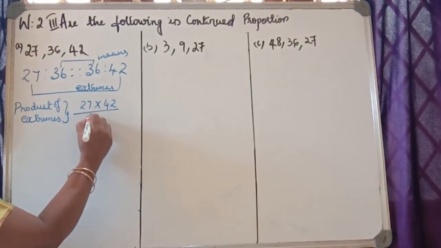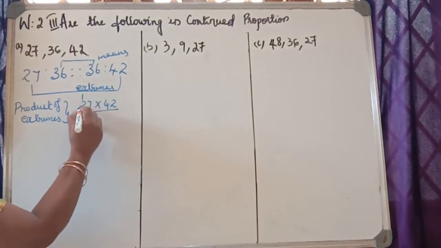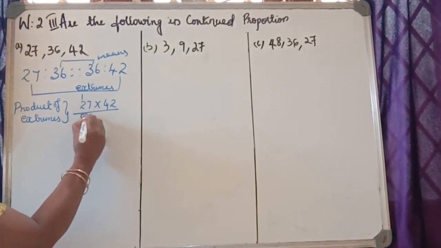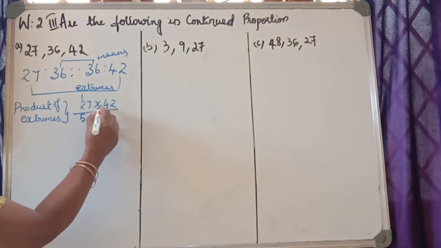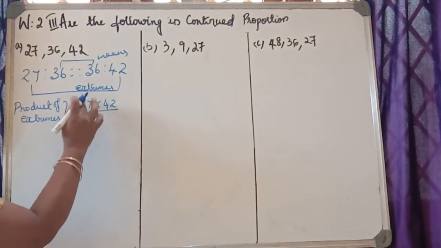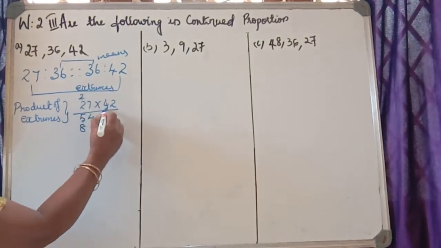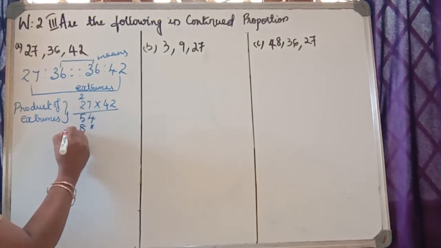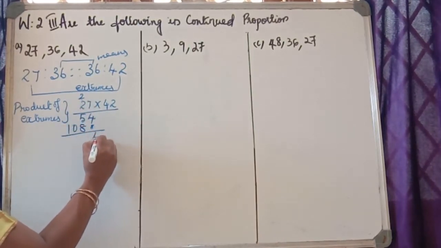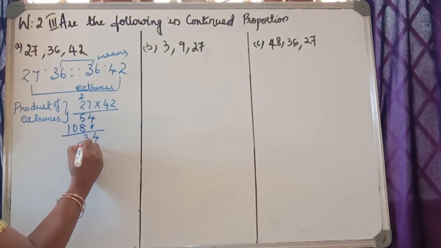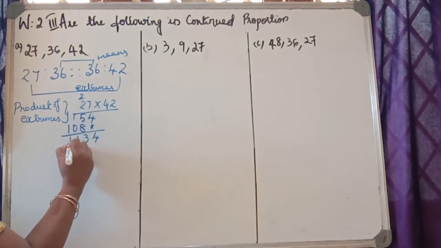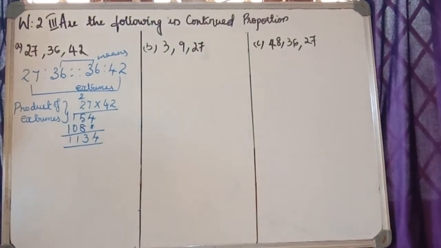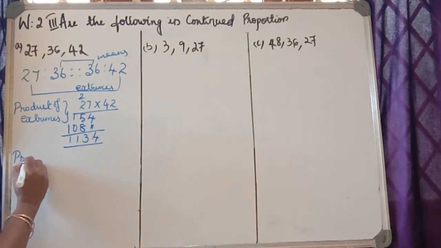7 2s are 14, remainder 1, 2 2s are 4, 4 plus 1, 5. Now 4 7s are 28, remainder 2, 4 2s are 8 plus 2, 10, 4, 5 plus 8, 13, carry over 1. What is the product of extremes? 1134.